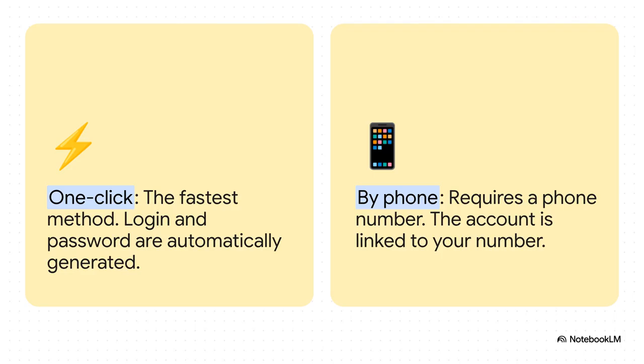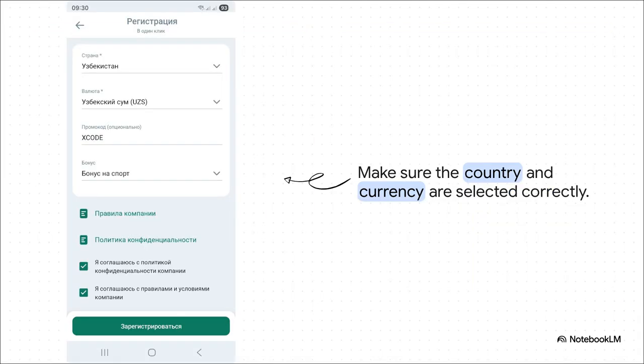Now you've got to decide which method works best for you. In one click is the absolute fastest way, since it automatically generates your details. By phone links the account to your number for better security. For this guide, we're going to use the fastest option, in one click. So here is the one-click registration form. The system has already automatically detected the country, Uzbekistan, and the currency, the Uzbekistani som. All you need to do is make sure the boxes for agreeing to the terms are checked, and then tap that big green register button at the bottom.